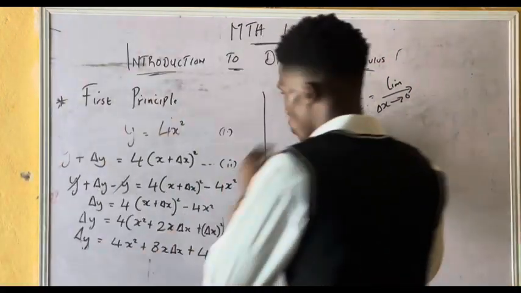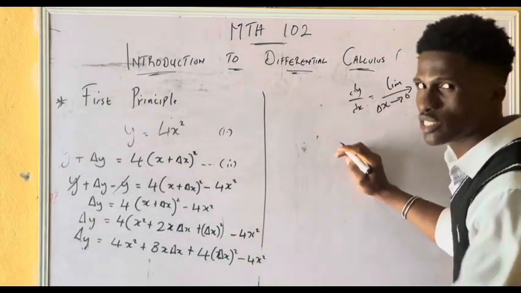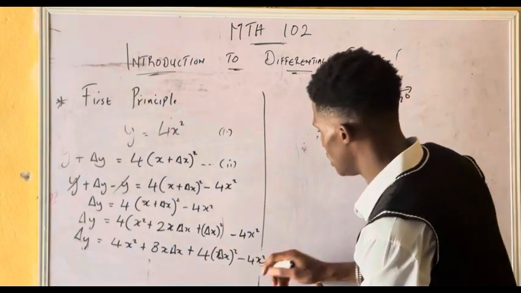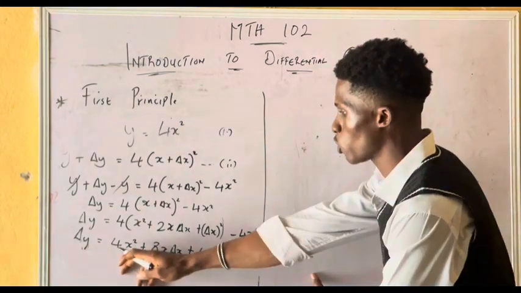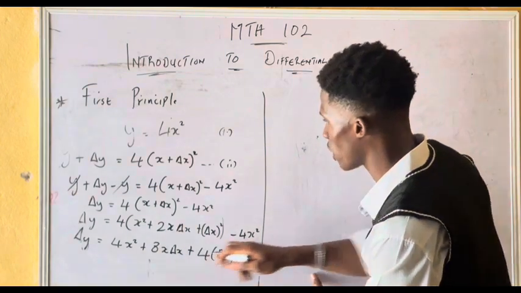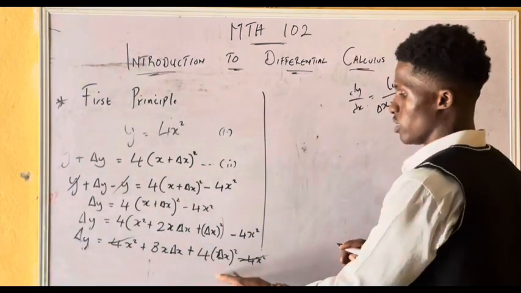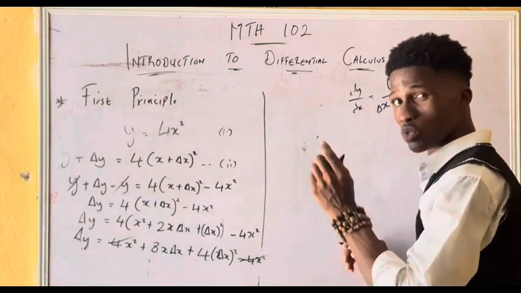Now let's bring this up. The next thing to do is, there's nothing we can do here except we collect like terms. This is minus 4x squared, right? This is 4x squared. This one we cancel this one. Okay? We are left with this and this. And now there's nothing we can do here.